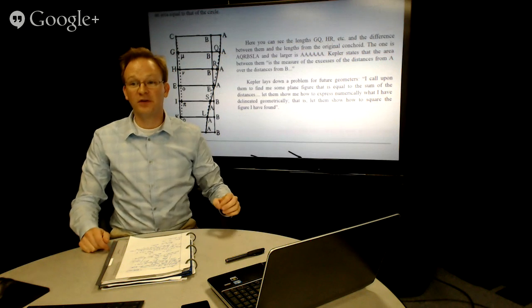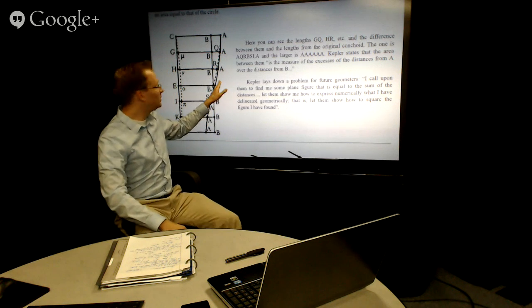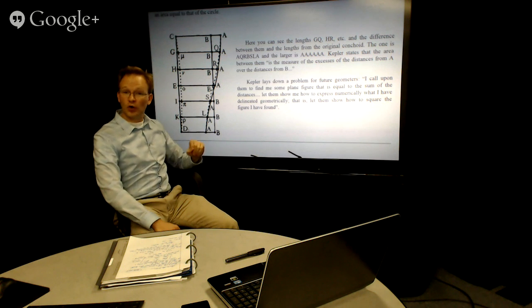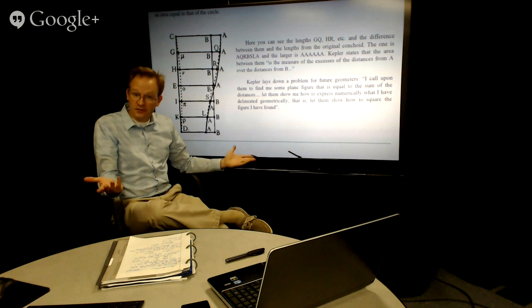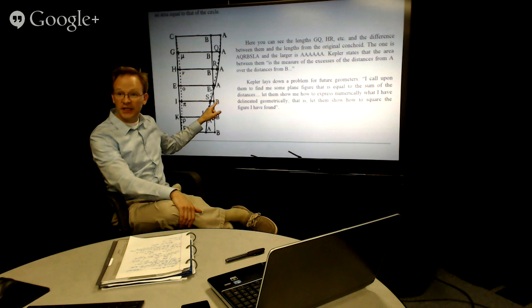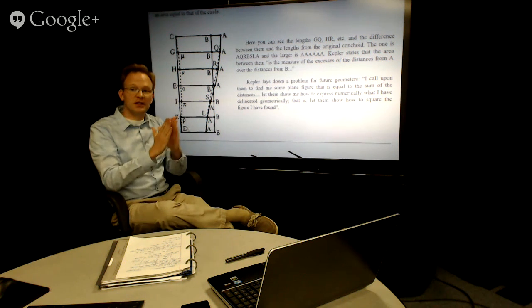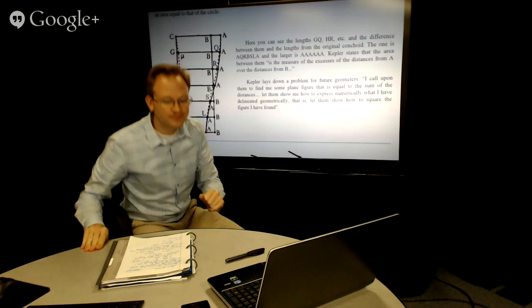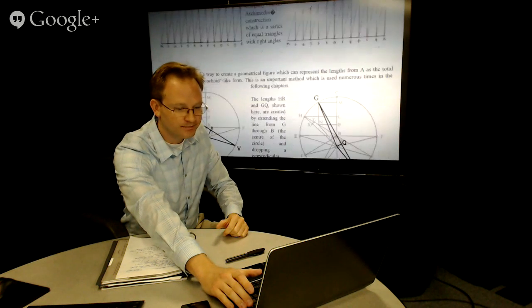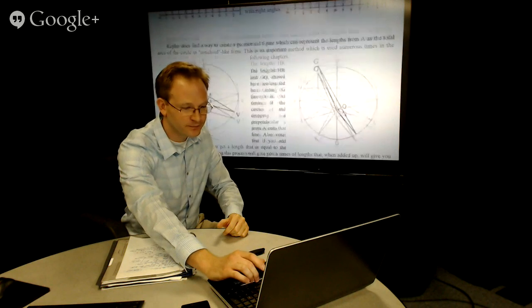Kepler compares it to a second one. And here you see there's two conchoids. The solid line is the one that actually corresponds to from the planet to the sun. The second conchoid with the dashed line is when we shorten the length in a specific way. It's when we, here it is.